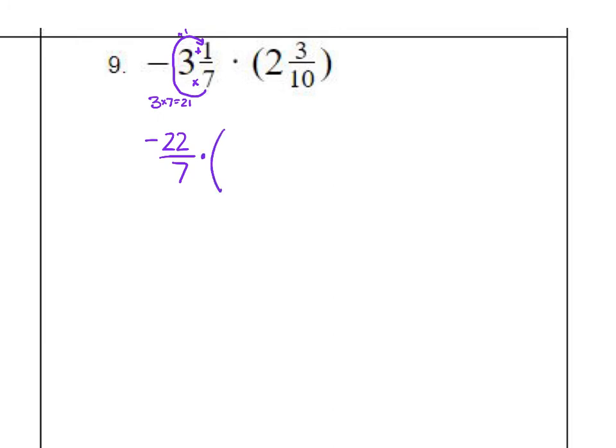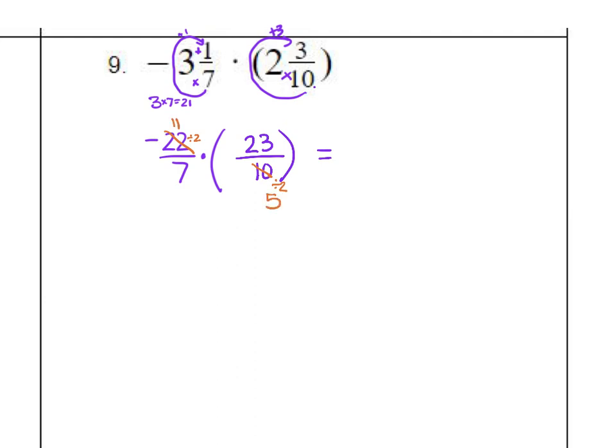times. Multiply the 2 times the 10 is 20. And then I'm going to add 3. So that's 23. That number goes on the top. And my denominator stays the same. So 10. So then I just need to multiply across. I do see that I can simplify. So I'm going to go ahead and simplify first by dividing by 2. And I can divide by 2 here. So I have a 5 and an 11.